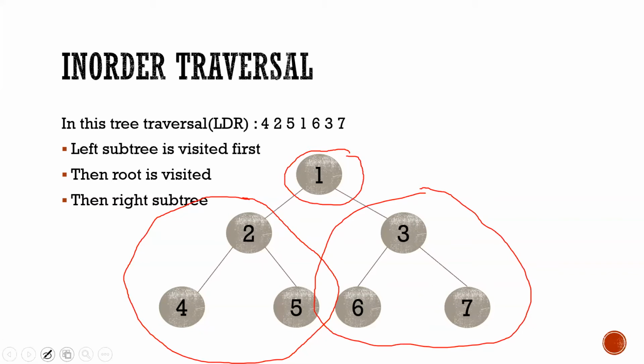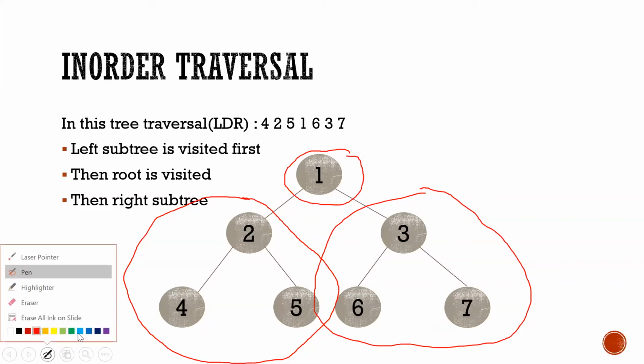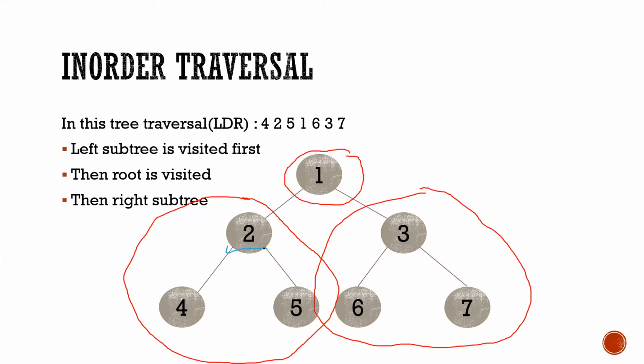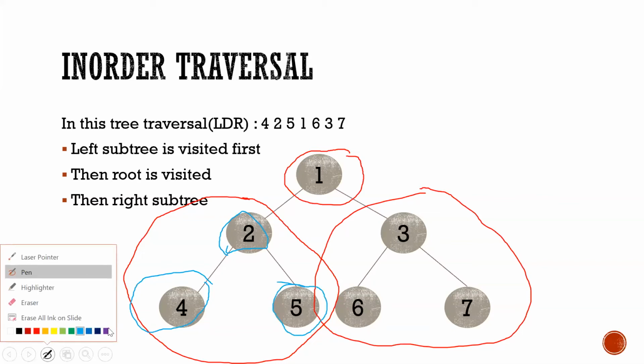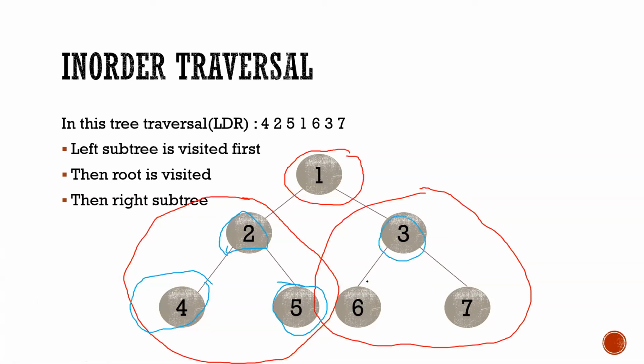Similarly, for the node 2, the left subtree will be 4 and the right subtree will be 5. Okay, and for the right subtree, that is 6, 3, 7, for the node 3, the left subtree will be 6 and the right subtree will be 7. I'm saying these leaf nodes as right and left subtrees because it will make it easy for you to understand.